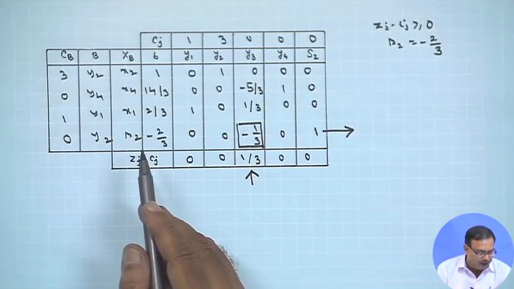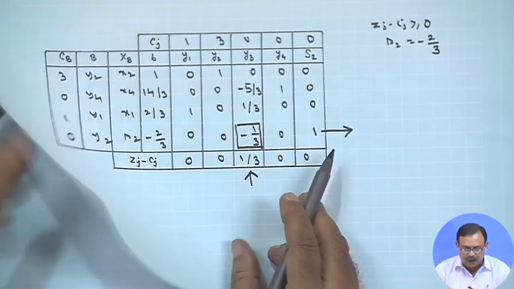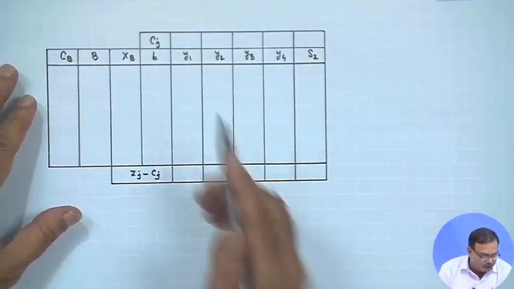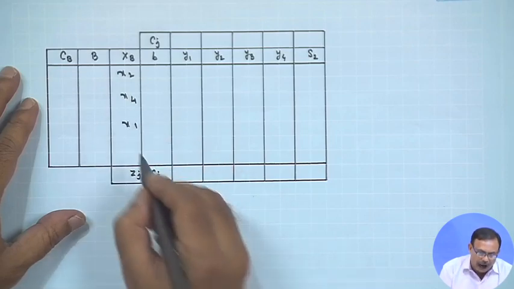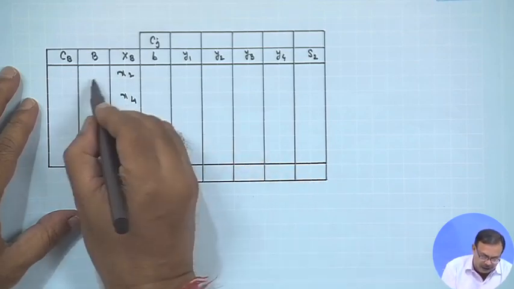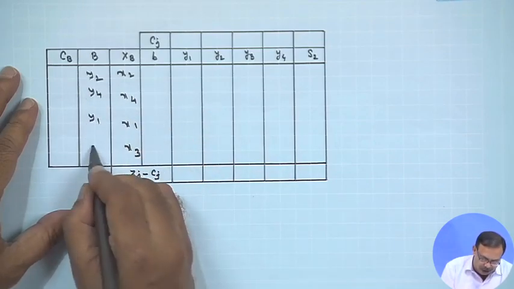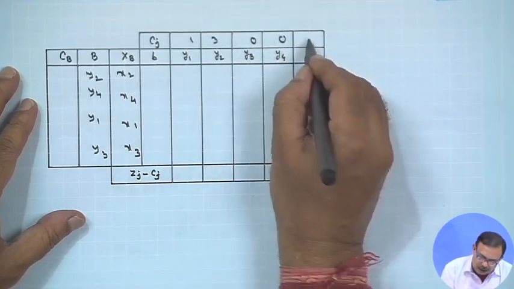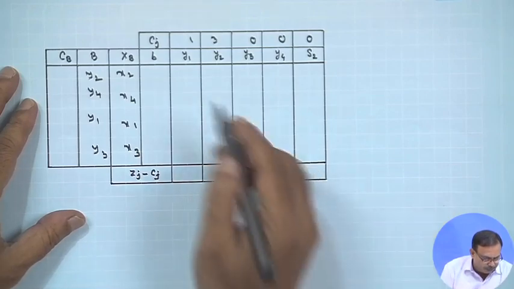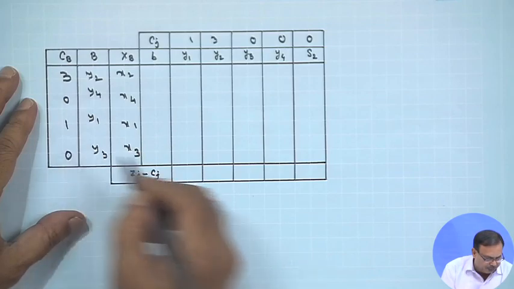In the next basis S2 will be replaced by y3. So, once I am doing this, what you will obtain in the next table is, you are having this one x2, x4, x1, and S2 is replaced by S3. So, this is y2, y4, y1, y3. Cj values are 1, 3, 0, 0, 0 and this is 3, 0, 1, 0.